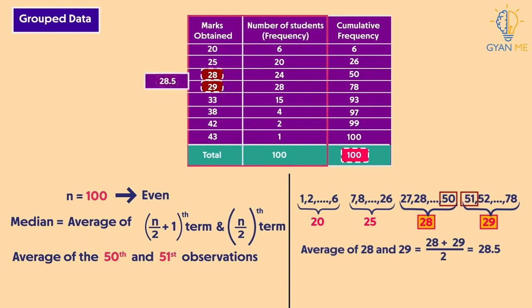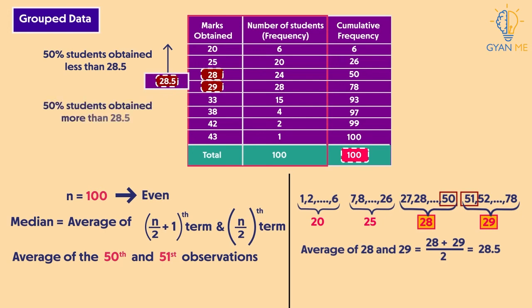The median marks 28.5 conveys the information that about 50% of students obtained marks less than 28.5 and another 50% of students obtained marks more than 28.5. So this is how we calculate the median of grouped data, but of a discrete frequency distribution table.